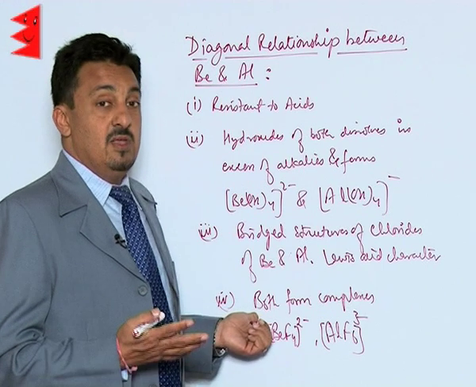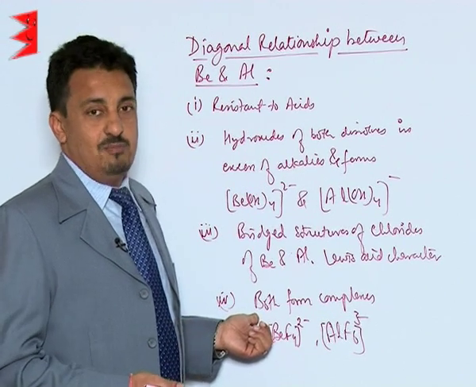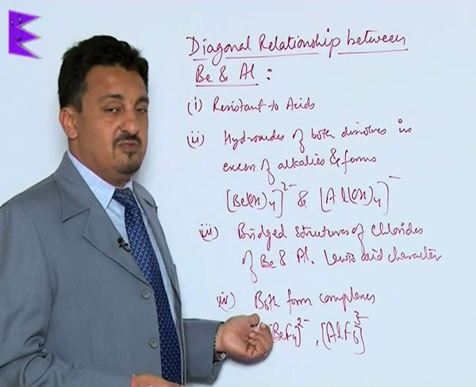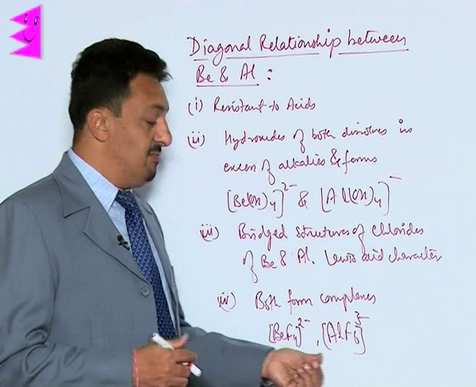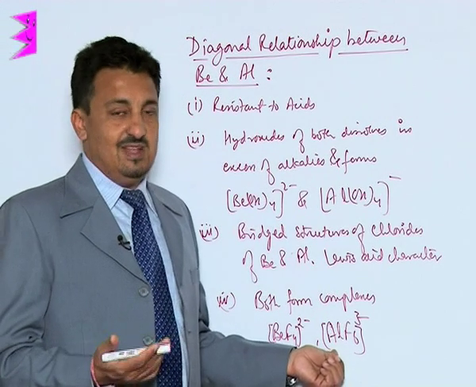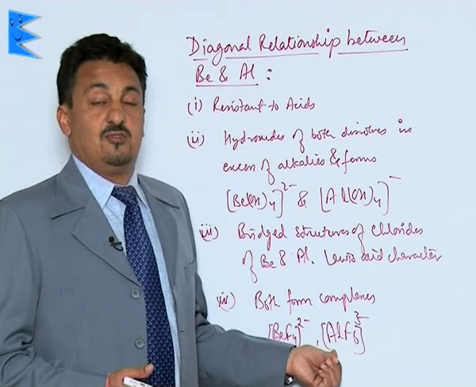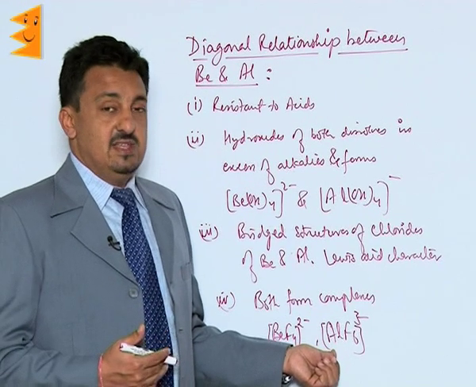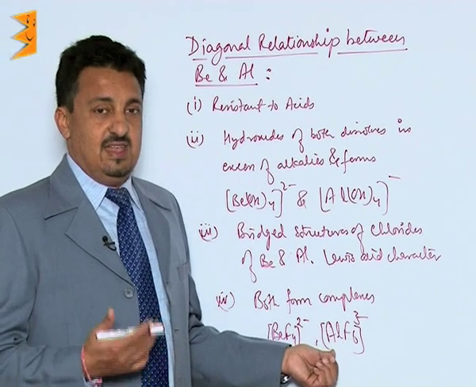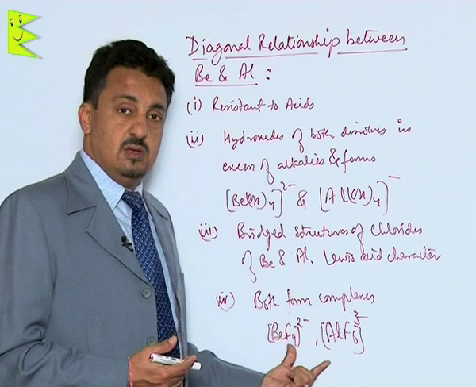Then another important thing about these elements is that their compounds, mainly the halides, have the ability to form complexes. Complex in the sense that if they are forming beryllium difluoride, or aluminium fluoride, AlF3, or AlCl3, or AlBr3, they are electron deficient species. So they have the tendency to accept the halides as ligands, and they form these types of complexes.